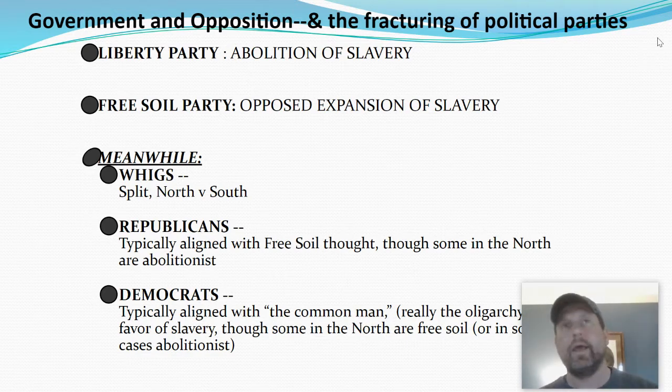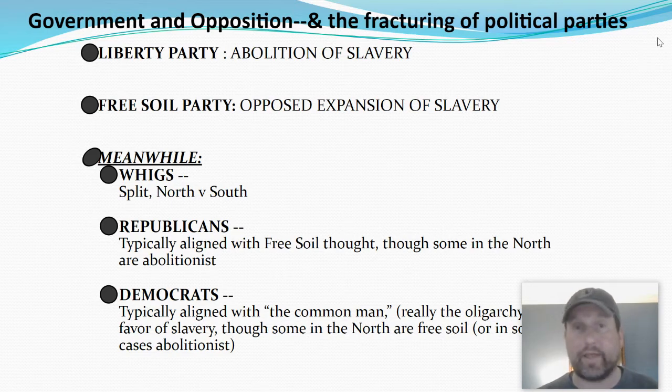Okay, so again, if you are a free soiler, you might be morally against the notion of slavery, but willing to accept it for its economic benefits, or willing to accept it in the South because you don't see any other way that the Southern economy can wean itself off slavery, but you certainly don't want it expanding. Okay.